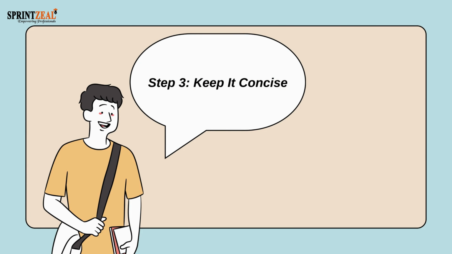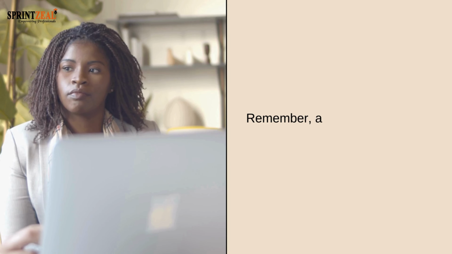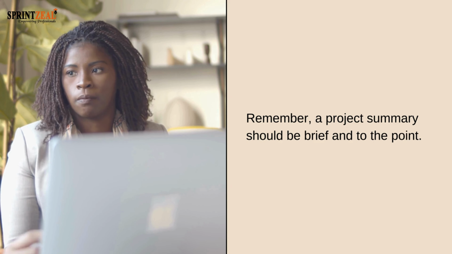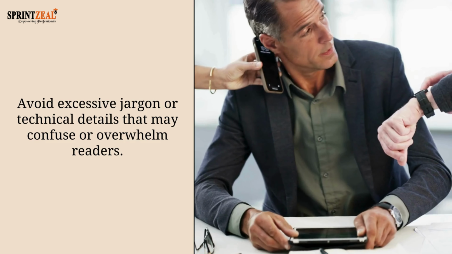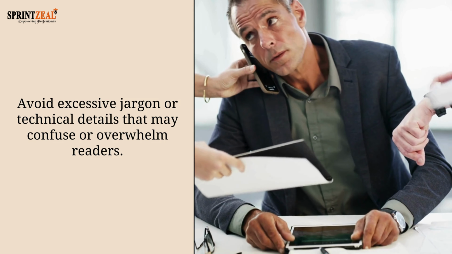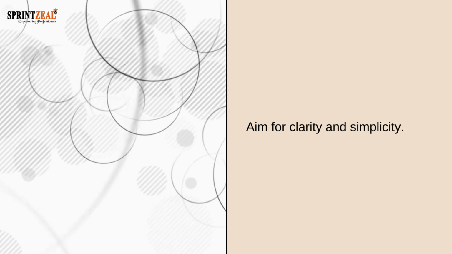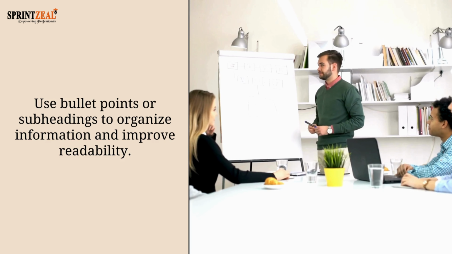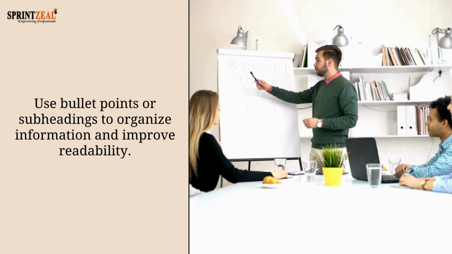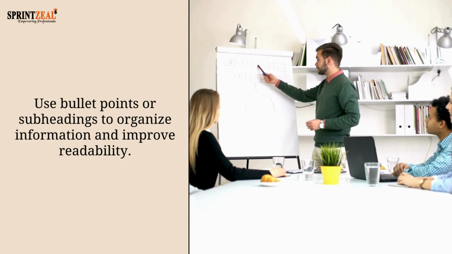Step 3. Keep it concise. Remember, a project summary should be brief and to the point. Avoid excessive jargon or technical details that may confuse or overwhelm readers. Aim for clarity and simplicity. Use bullet points or subheadings to organize information and improve readability.